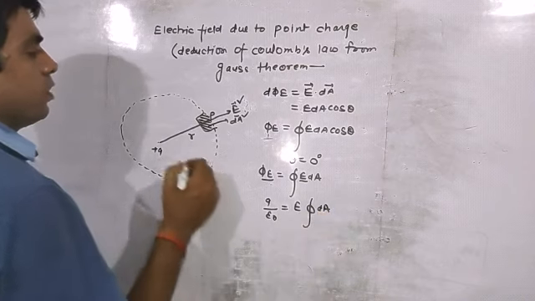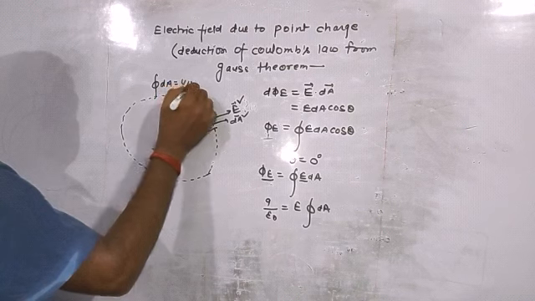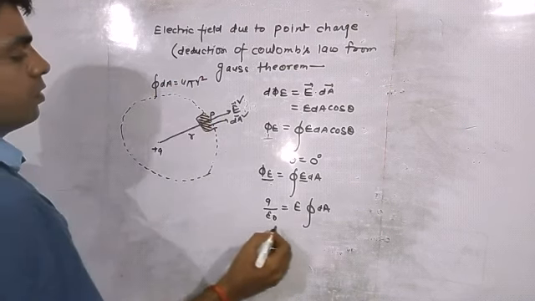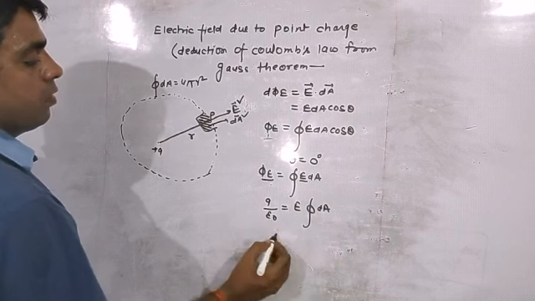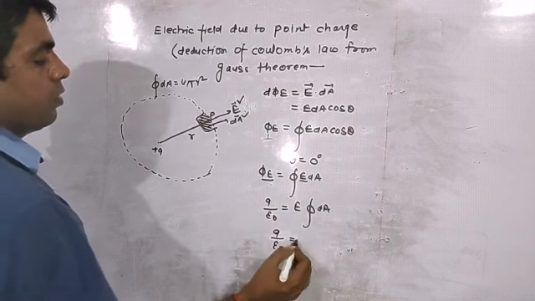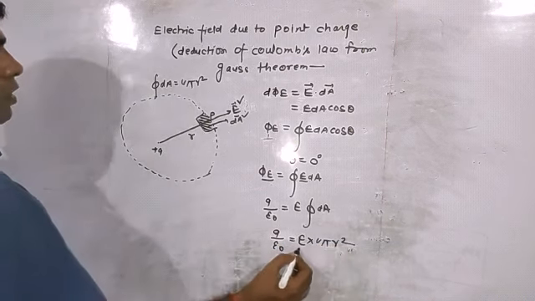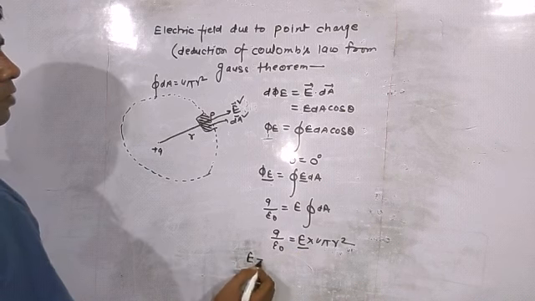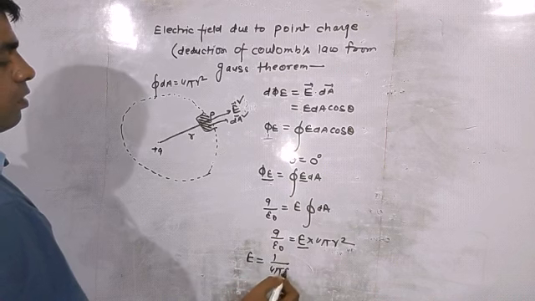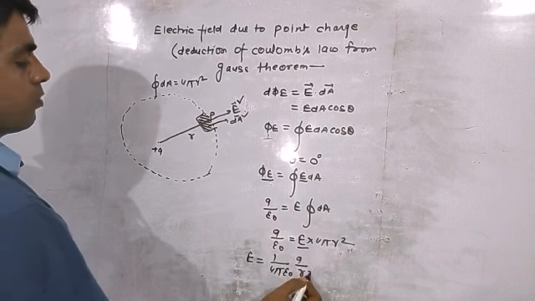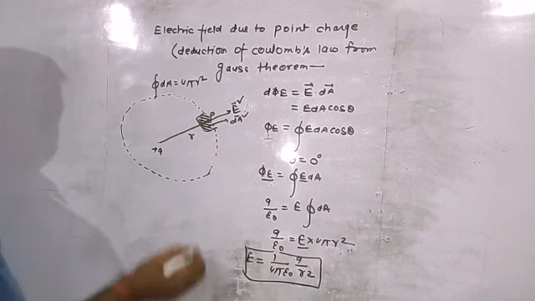So q by epsilon naught is equal to E times the surface integral of dA. Now what is the value of the surface area of the closed surface? It is 4 pi r square. So q by epsilon naught is equal to E into 4 pi r square. Now what will be the value of E? The value of E will be 1 by 4 pi epsilon naught q by r square. So this is the direction of electric field intensity at point P.